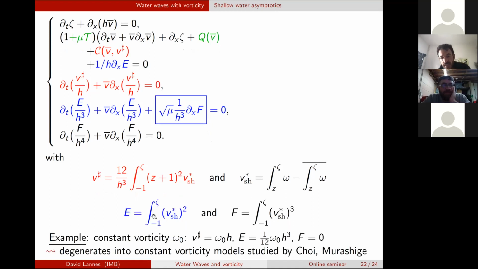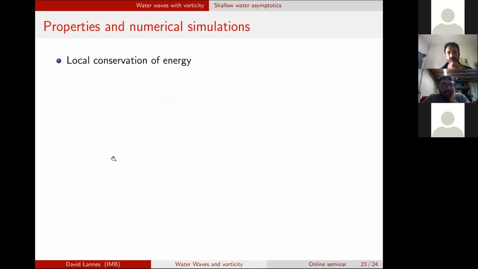And in the case of constant vorticity, what is nice is that all these new equations degenerate to the mass equation. They're equivalent. So there is no additional equation. And this is something that Professor Murashige knows very well, because he has looked at this with Choi. And you have, in this case, a system of two equations only, because all these additional equations degenerate into this mass conservation equation. But in the case where omega is not constant, you have an extended set of variables.